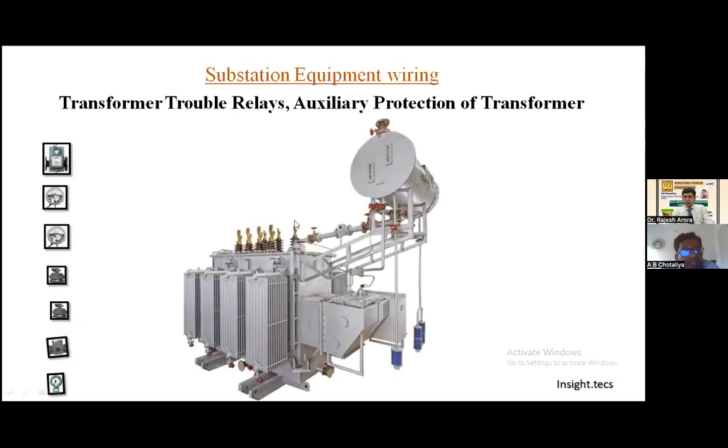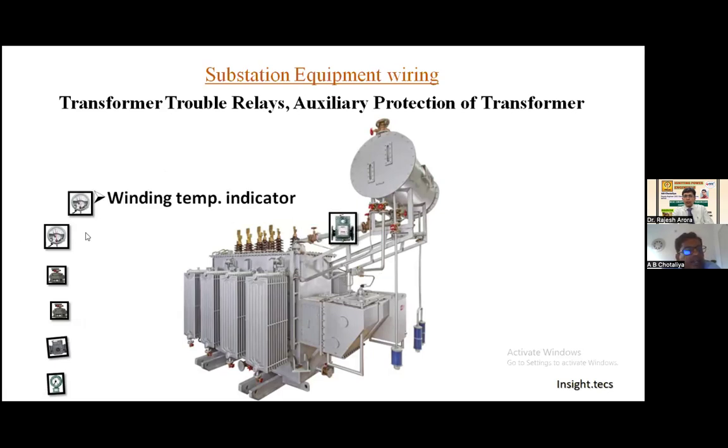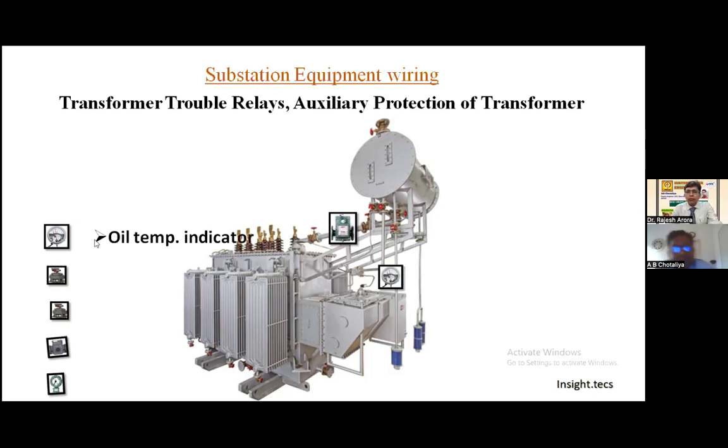So what are the auxiliary protections for the transformer? There is first Buchholz relay. Everybody knows the Buchholz relay is between conservator tank and the main tank of the transformer. Okay, then the OTI and WTI, that will be in the MK box of the transformer.